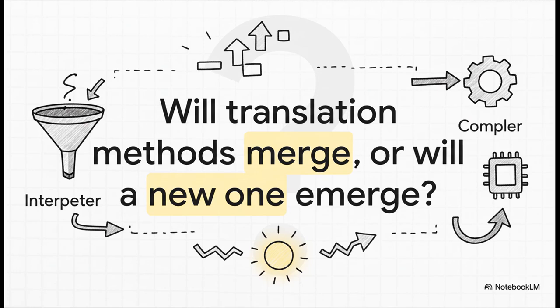And this kind of brings us full circle. The whole journey from simple interpreters and compilers to these incredibly sophisticated JIT systems shows this constant state of evolution. Our demand for software that's faster and more flexible just keeps growing. And that makes you wonder, what's next? Will these lines keep blurring until they all just merge into one perfect translation method? Or is there some brand new idea out there just waiting to be discovered?